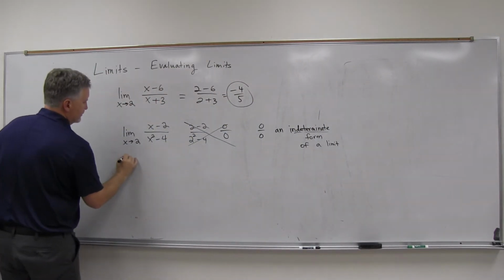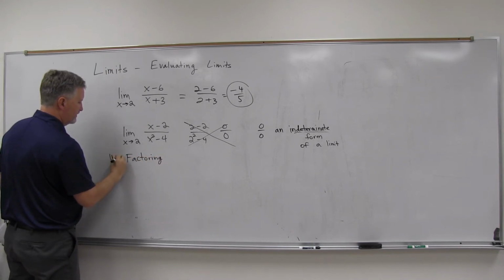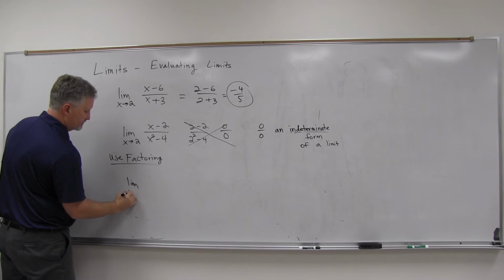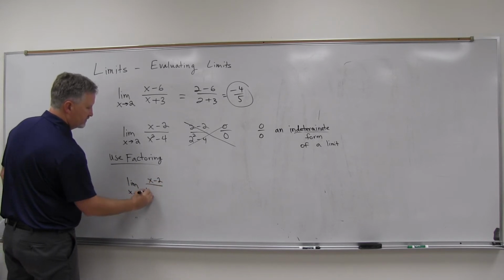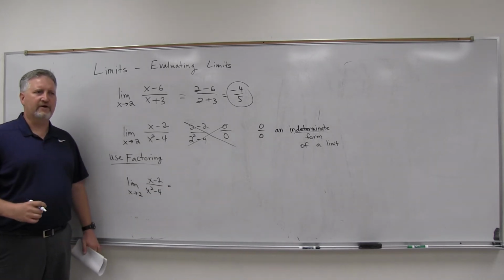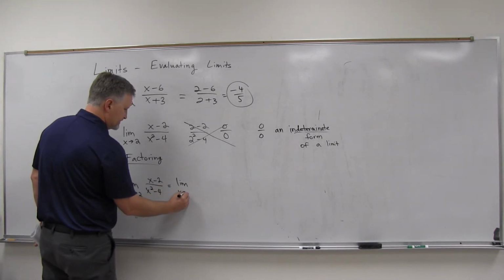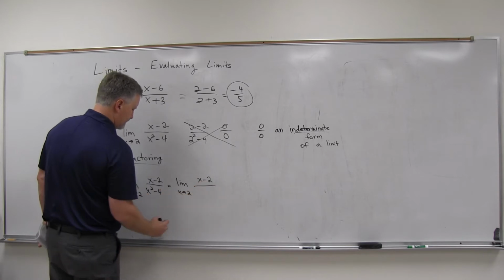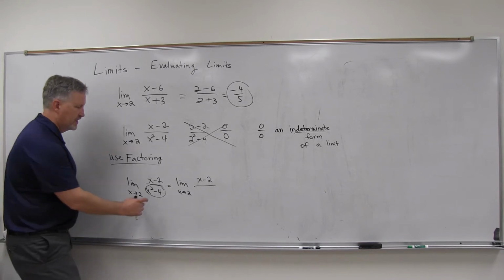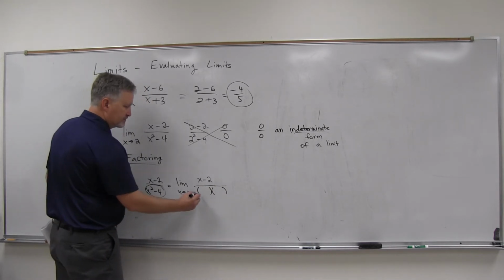Let's just go right here. We're going to use some factoring. All right, so let me rewrite it. Limit as x approaches 2, x minus 2 over x squared minus 4. If you plug it in and you get 0 over 0, one thing you can always look for is a factor. In this case, it's the denominator that factors. X squared minus 4, I can factor as a difference of squares: x minus 2 times x plus 2.